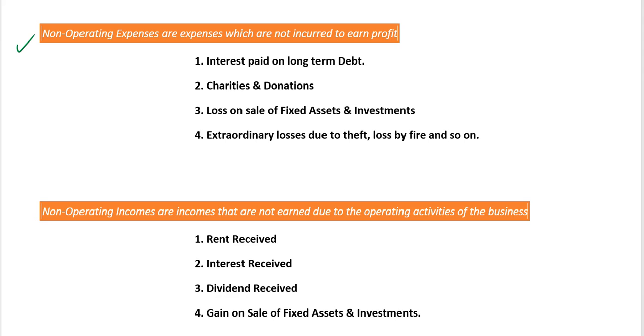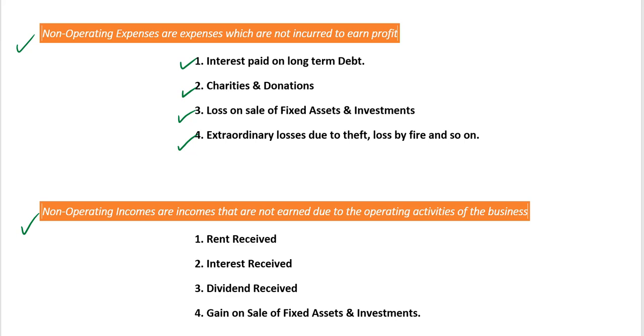Non-operating expenses are expenses which are not incurred to earn the profit. Examples are interest paid on long-term debt, any charities or donations given, loss on the sale of fixed assets as well as investments, and any extraordinary loss arising due to theft, fire, and so on.